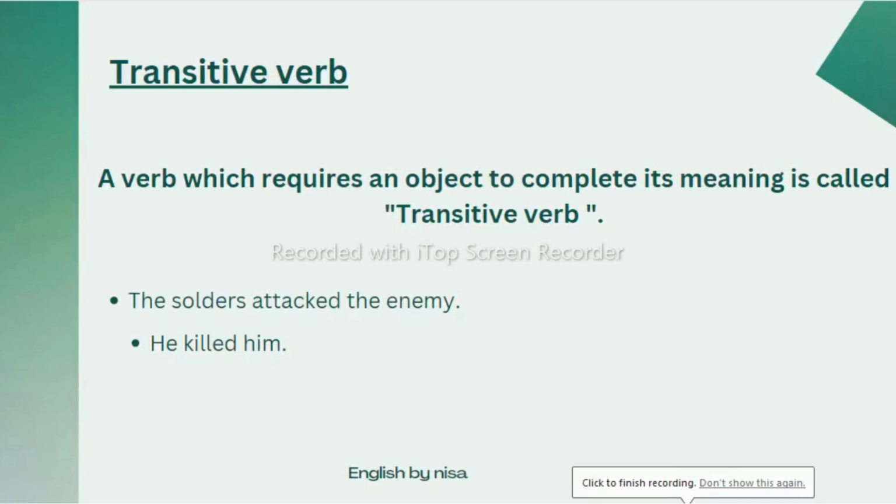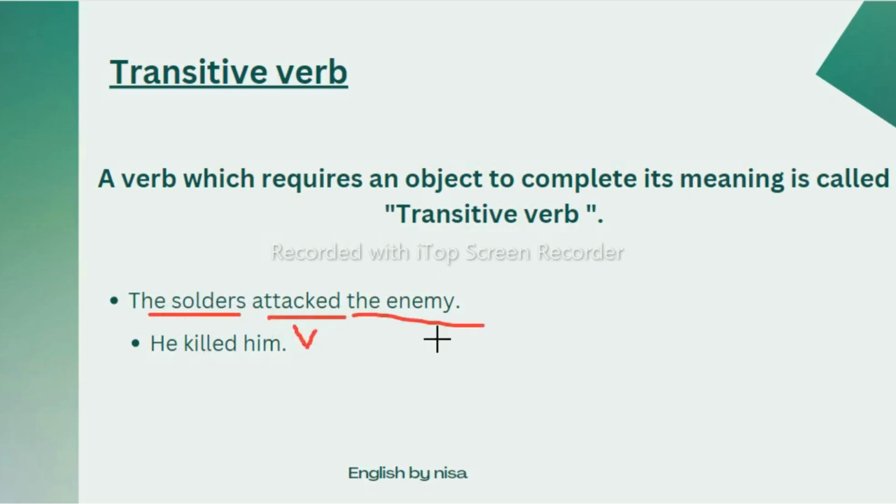Now let us see transitive and intransitive verbs. First we'll see transitive verbs. Transitive verbs are the verbs which require an object to complete their meaning. Here I have given an example: the soldiers attack the enemy. Here the soldiers is the subject, attack is the verb, and the enemy is the object. So this verb attack is a transitive verb which requires an object to complete its meaning. He killed him. Here also killed is a verb which requires an object to complete its meaning. So these are called transitive verbs.